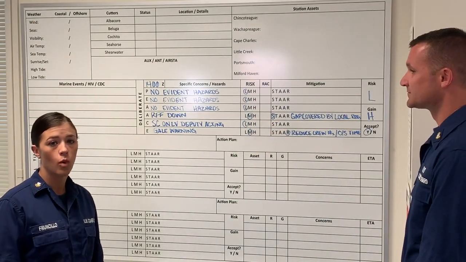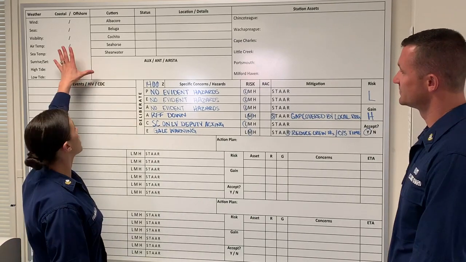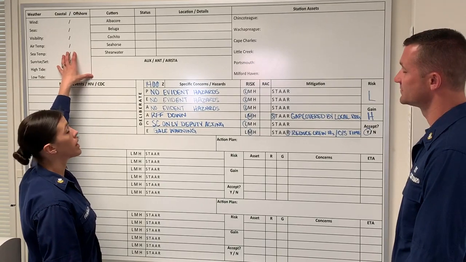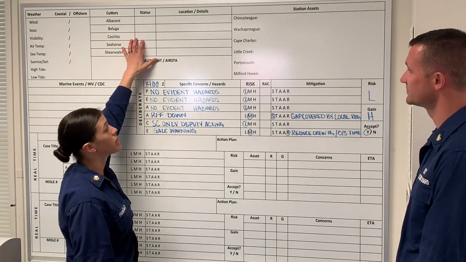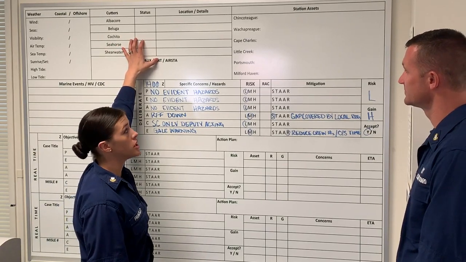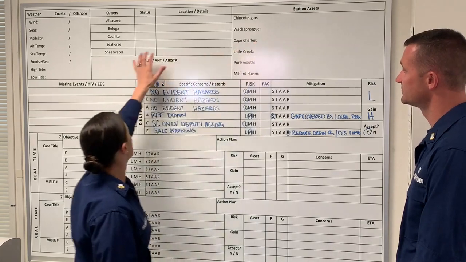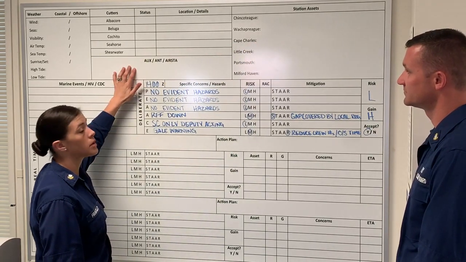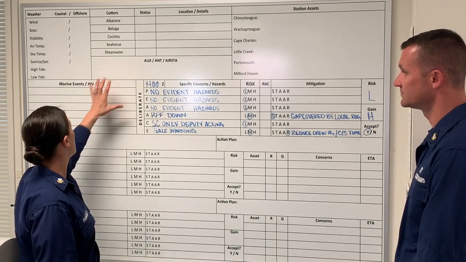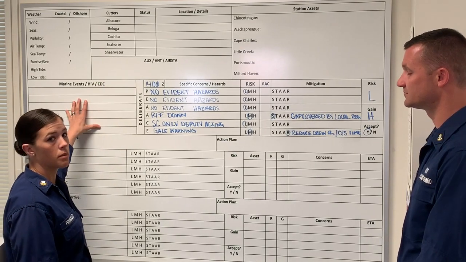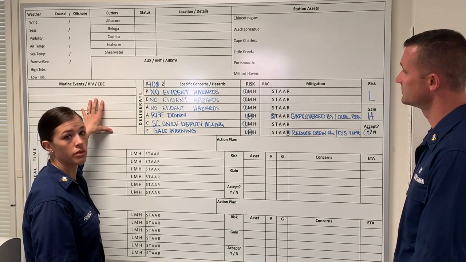So once you have relieved the watch, you're going to set up your status board. So at Command Center Watch Center course, we have our status board that encompasses our weather. Now this is going to be for your entire AOR. Your cutters, what their status is, their location, and their mission. Our station assets with regards to their readiness. Auxiliarists, our ant team, and our air stations. So if they have anything planned for the day, we're going to put that there. Also our marine events. So we want to encompass the who, what, where, and when. So we have that visibility when we're going through.